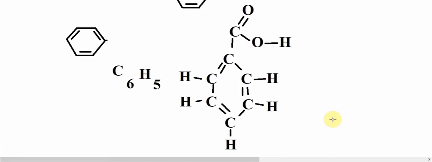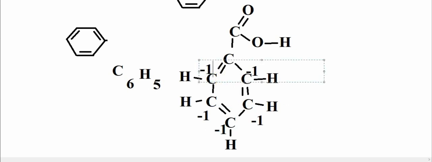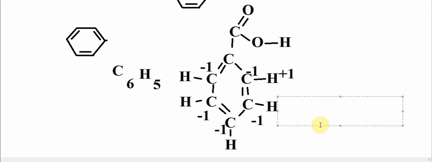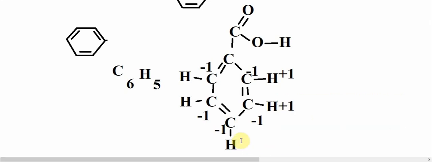So this is the structure of this one. And we know that when we have the C here with the hydrogen, it becomes minus one. Minus one. And we have the minus one here, because the hydrogen outside is plus one. So that's why we have the minus one next to the carbon here.